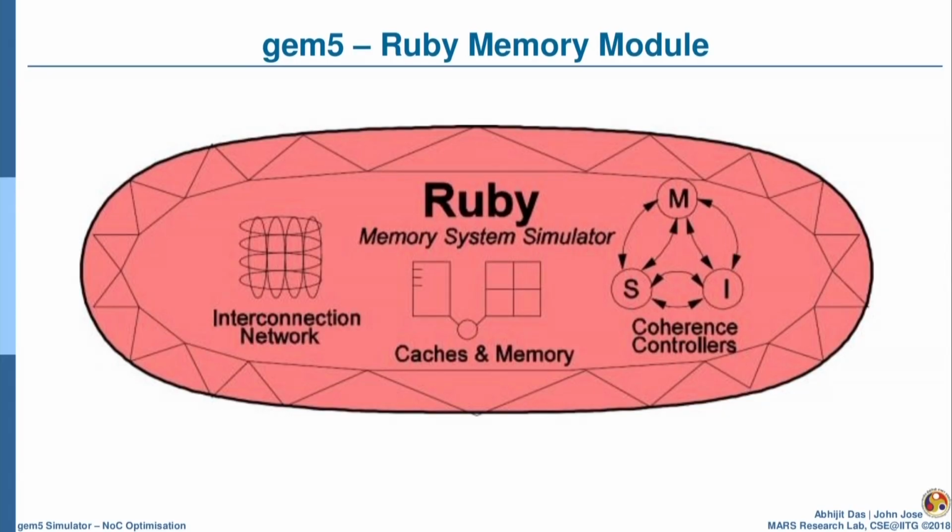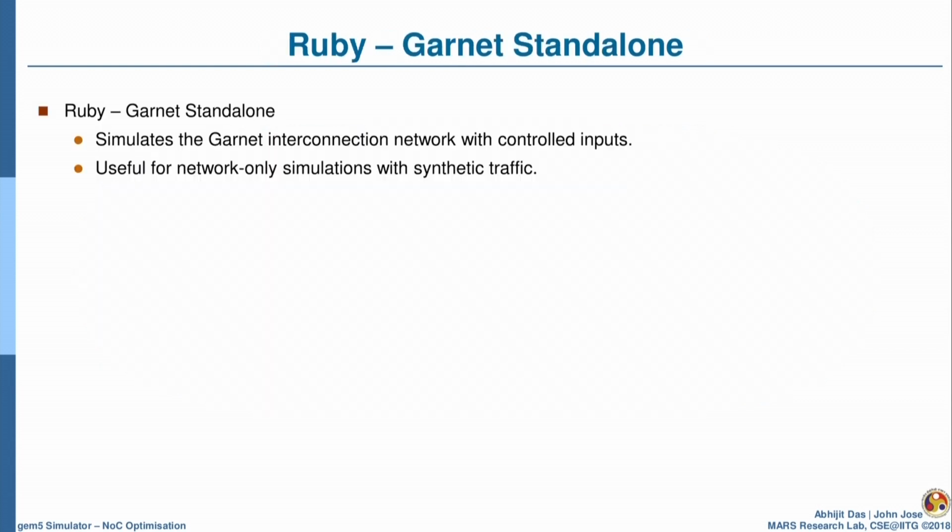assess the performance. Gem5 has a module called Ruby, which takes care of the entire memory system. Ruby in turn contains 3 different modules called interconnection network, caches and memory, and coherence controllers. For solving assignment 6, we will mainly focus on this module.